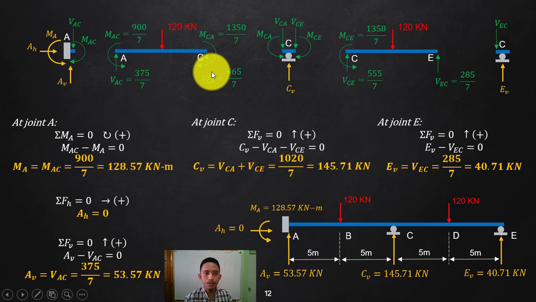Transfer your end moments to your supports and then solve for the support reactions. Okay, so let's focus on point A. That is again what happened. The directions will change, but the same value. So I will summate moment at point A.